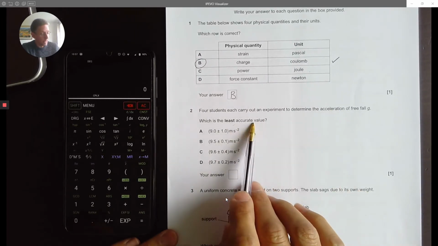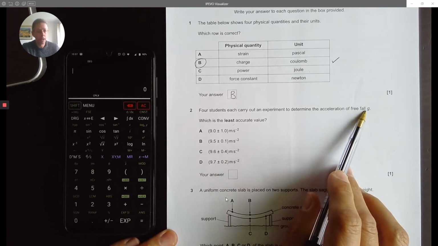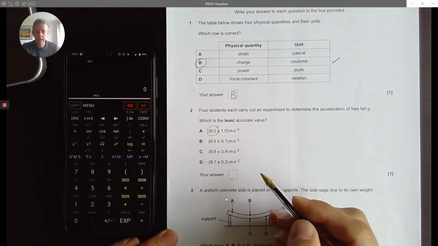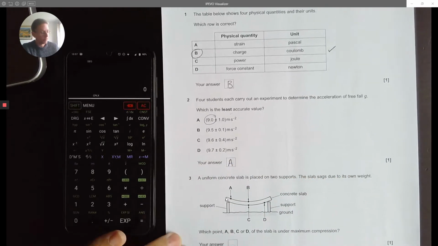Okay, question number 2. Which is the least accurate value? So accuracy is all about closeness to the true value. The true value for g is 9.8, so we need the answer that is furthest from 9.8, and that is that one there. So our answer is A. Question 3.